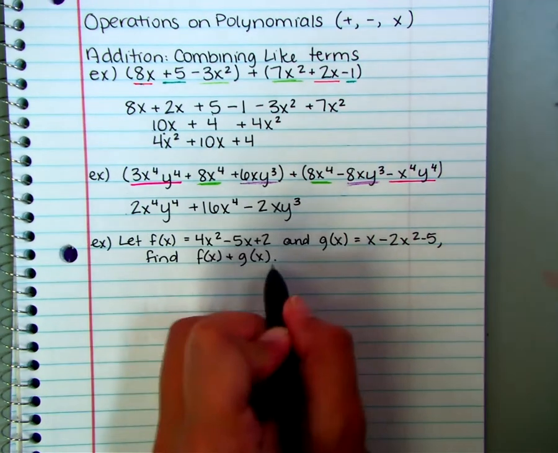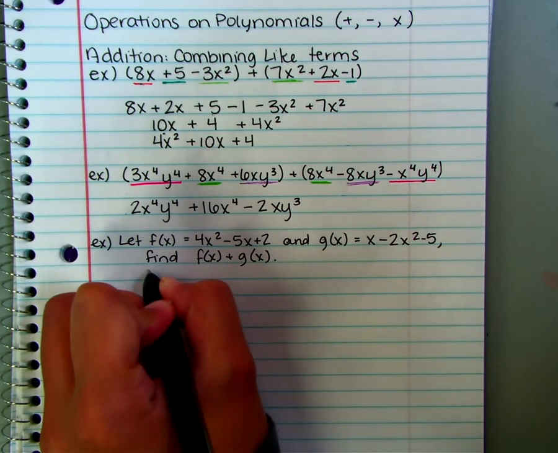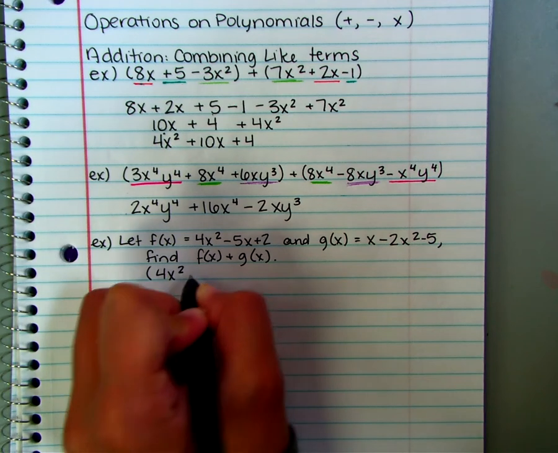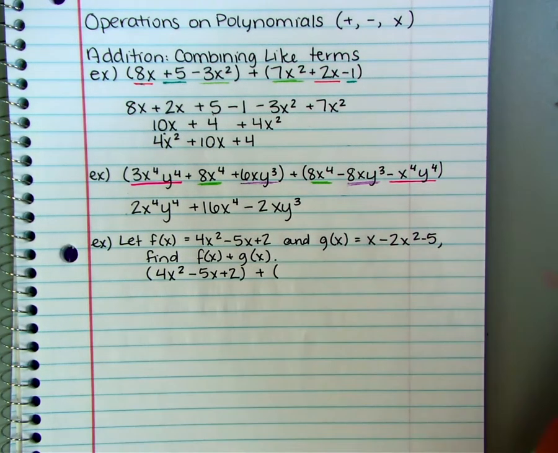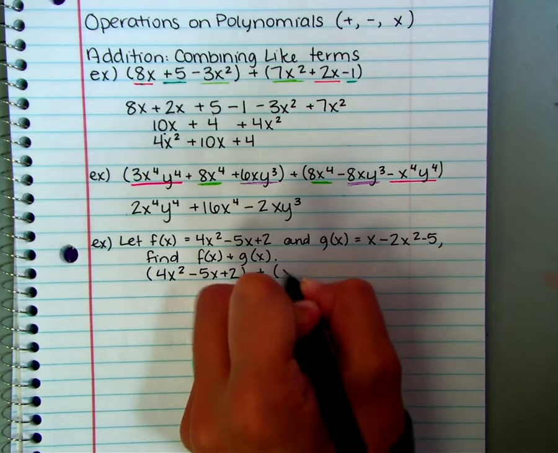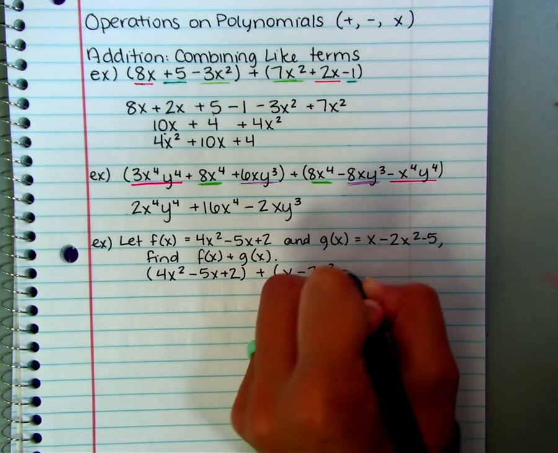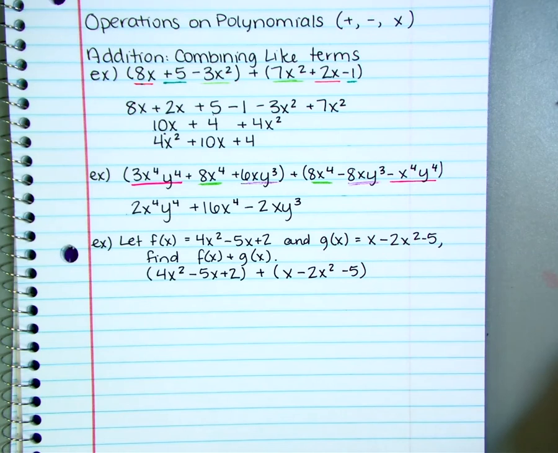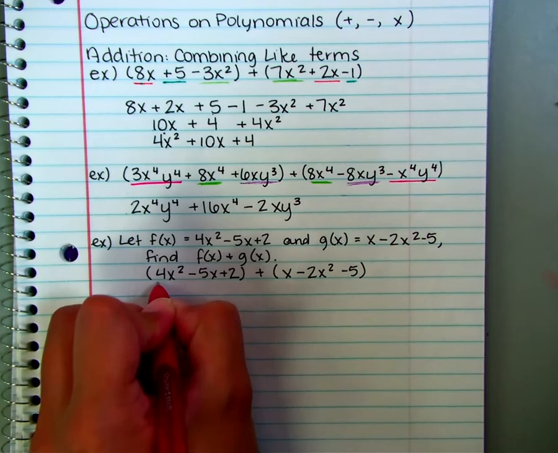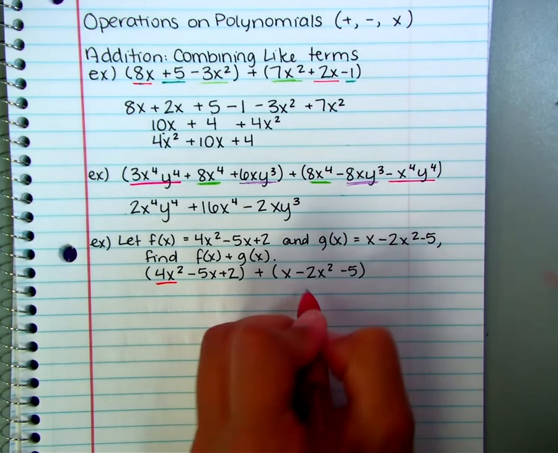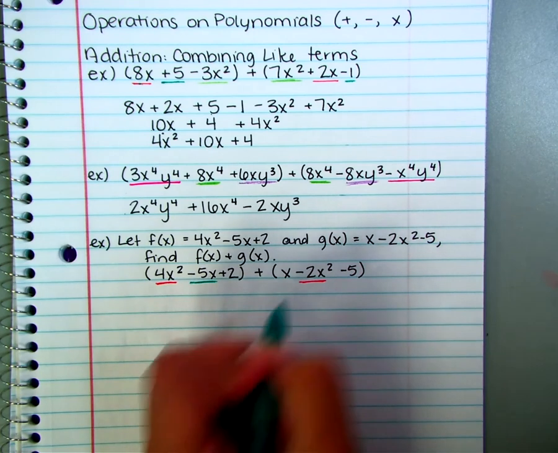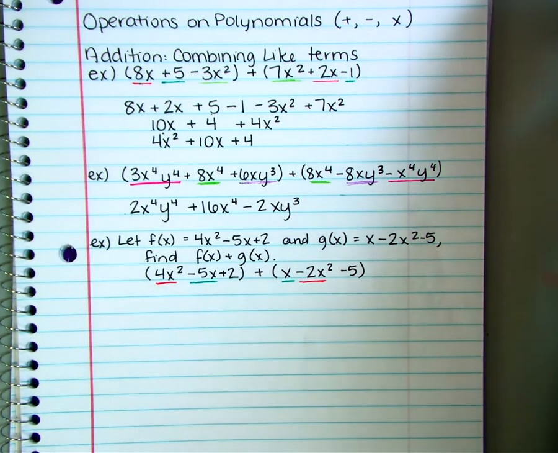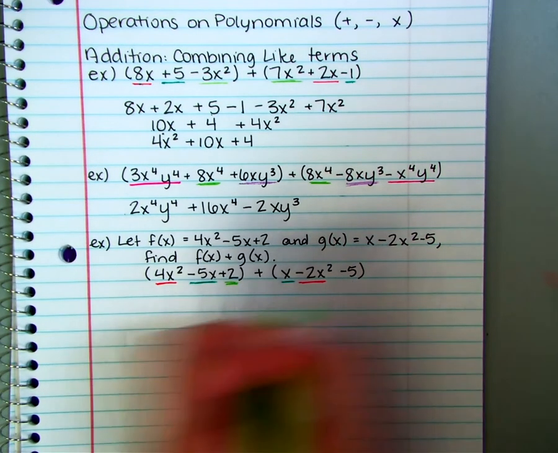So first things first, I'm going to write it out just like we did in all the previous examples. And so if I know that f of x is 4x squared minus 5x plus 2, I'll write that first, and then I'll add g of x later. So I'm just writing out the polynomials. So g of x was x minus 2x squared minus 5. And then it looks just like the other two examples. And so we'll go ahead and color coordinate 4x squared minus 2x squared. We've got a minus 5x. We've got an x. And then let's see, we've got a 2 and a negative 5.